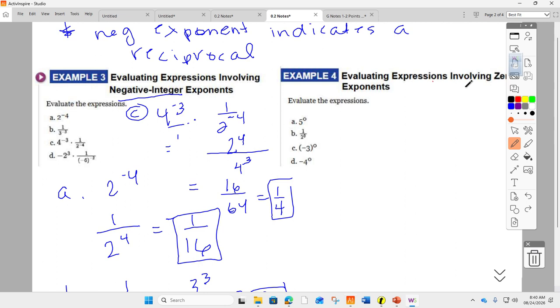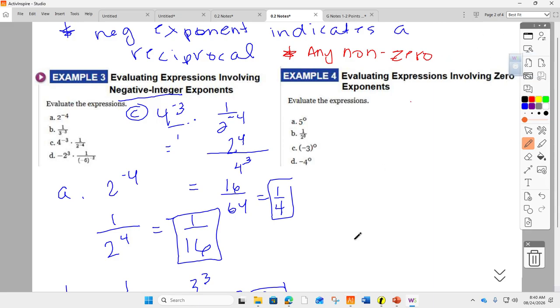All right. Anything raised to the 0 power, you guys remember that one? What is anything raised to the 0 power, guys? The answer says 1 and the answer is right. So it's any non-zero number, anything except for 0. So any non-zero number raised to the 0 power equals 1. So 5 to the 0 power is 1.